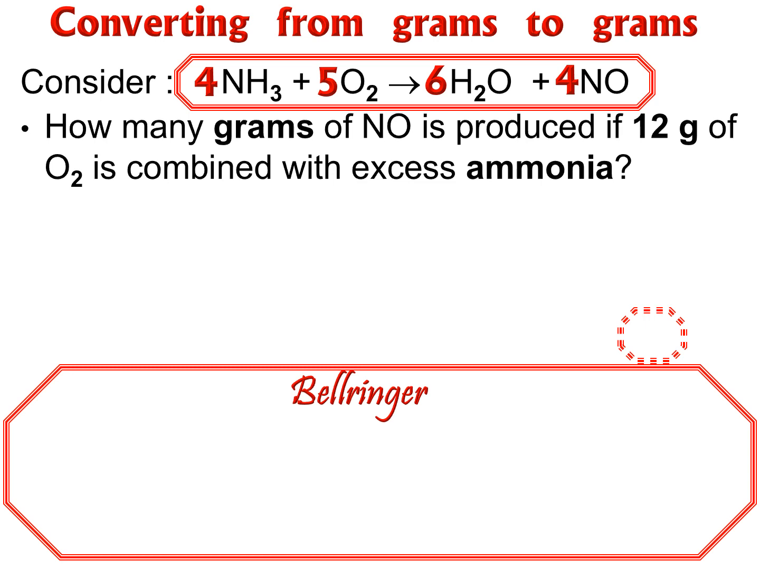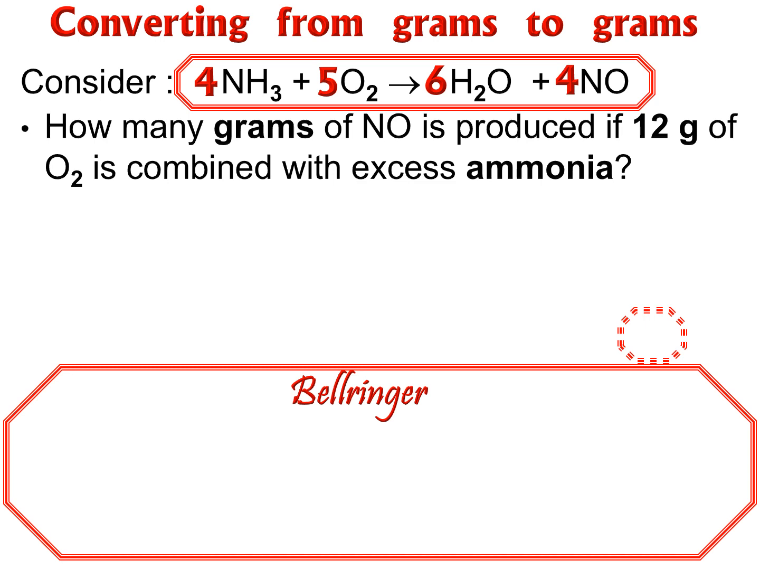So it says how many grams of NO, nitric oxide, is produced from 12 grams of oxygen combined with excess ammonia. Again, I'm going to skirt that issue until the next notes. Excess ammonia just means there's plenty of ammonia. And again, we don't really want to burn ammonia. This is combustion of ammonia. We'll get back to that in the next notes if you're wondering. But again, there's no quantity for the ammonia. So what can you do with that? Not much. So the only quantity I'm given is the 12 grams of oxygen.